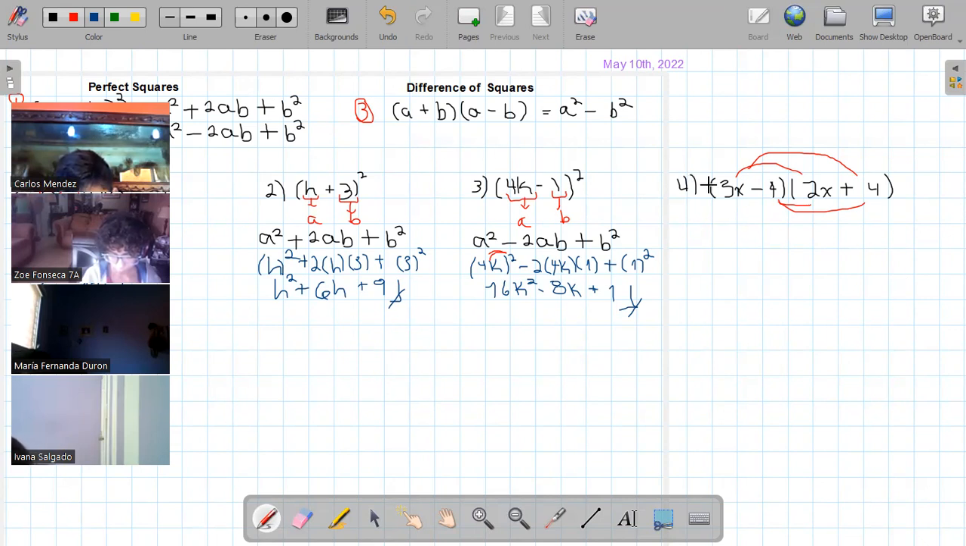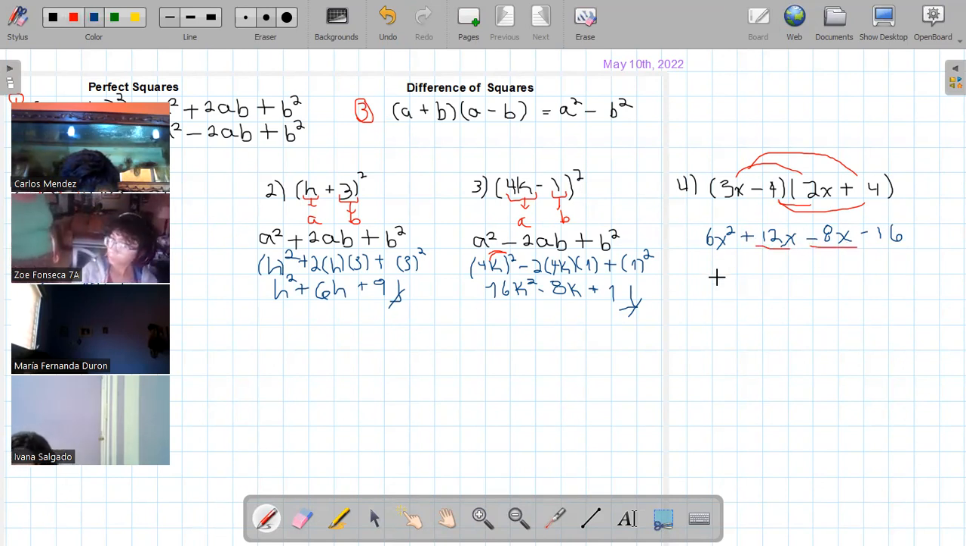So let's multiply. How much is 3x times 2x? 6x to the square. How much is 3x times 4? 12x. Negative 12x? No, it's positive 12x. I wrote the exercise wrong, sorry. Now negative 4 times 2x. Negative 8x. How much is negative 4 times 4? Negative 16. And we just said that the middle terms were going to be like terms, 12 and 8. Very good.